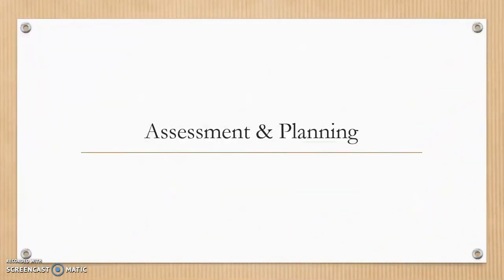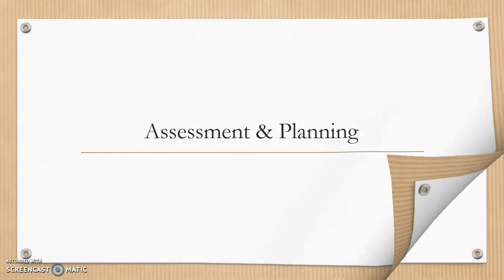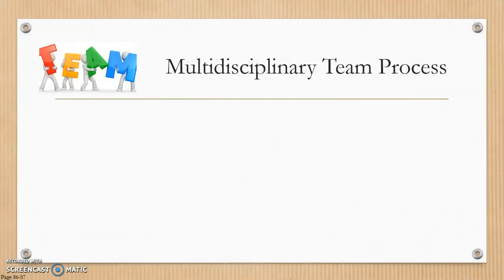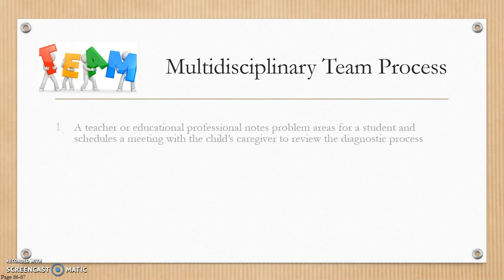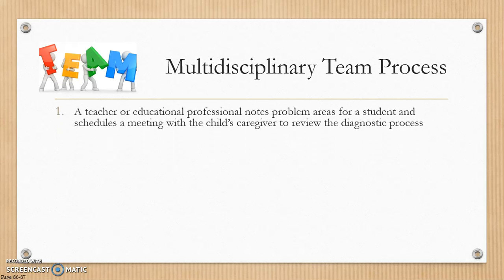For this part, we'll talk about assessments and planning, the multidisciplinary team process. First, the teacher or educational professional notes problem areas for a student and schedules a meeting with the child's caregiver to review the diagnosis.